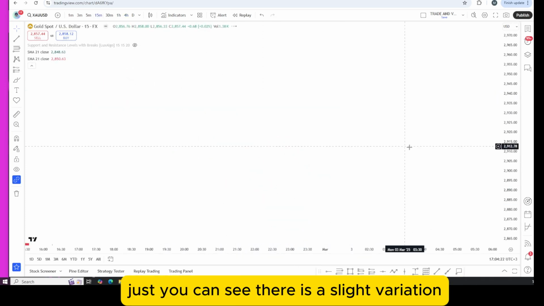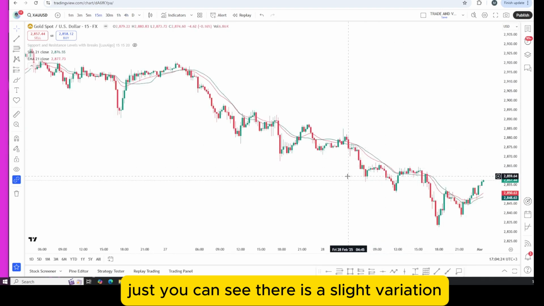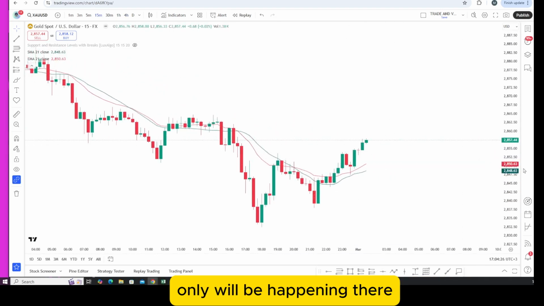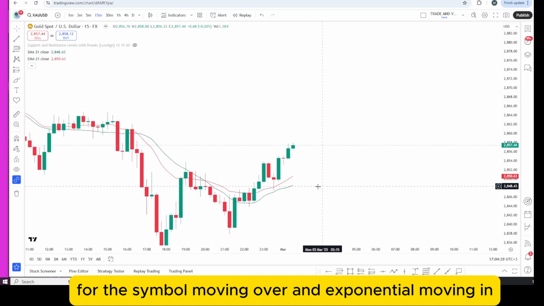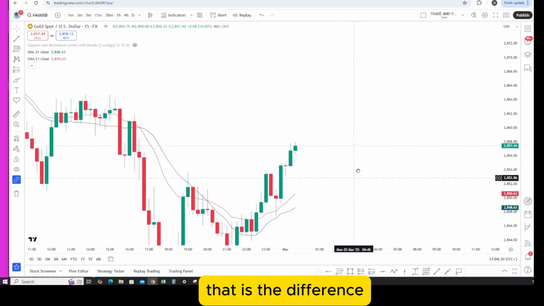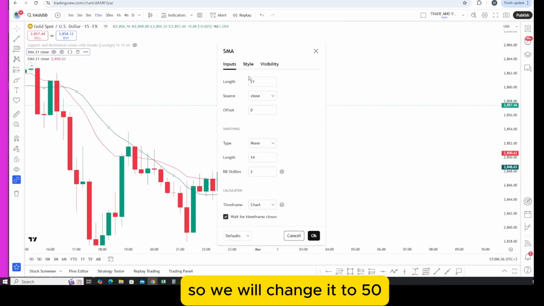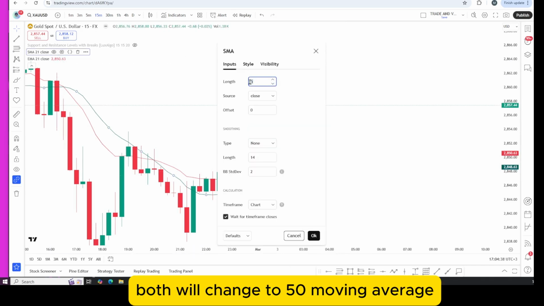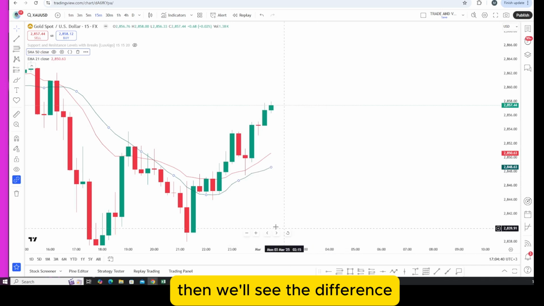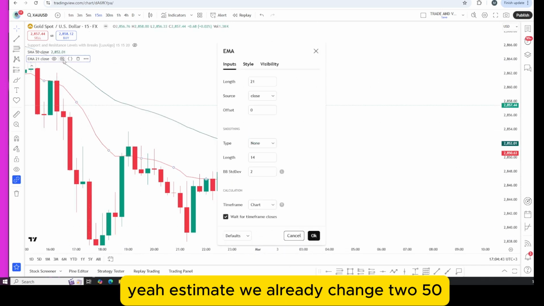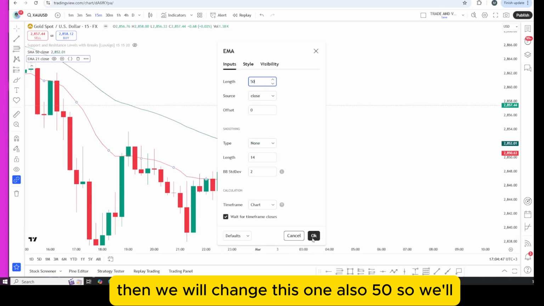It is nothing, just a slight variation that happens between the simple moving average and the exponential moving average. That is the difference you can see. The 21 moving average is different, so we will change it to 50. Both we will change to 50 moving average, then we will see the difference. SMA we already changed to 50. Then we will change this one also to 50.